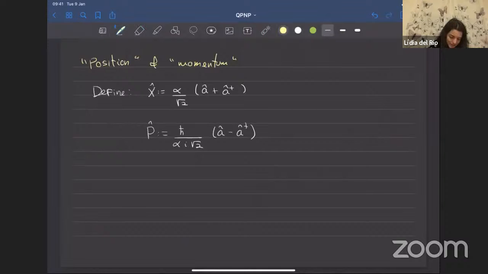So the claim is that [x, p] is going to be exactly i h bar. And this is the commutator of the usual position and momentum in one dimension. If you were in three dimensions, we'd have to define these operators a little bit differently. But okay, we do this. So let's just prove it.